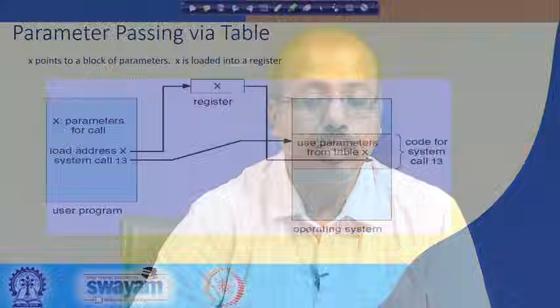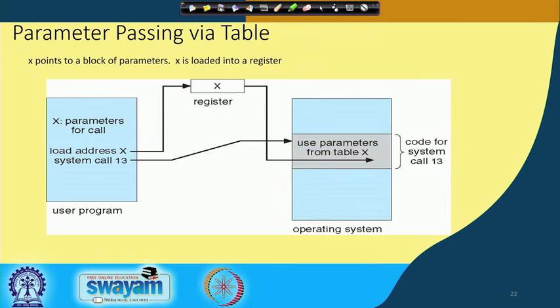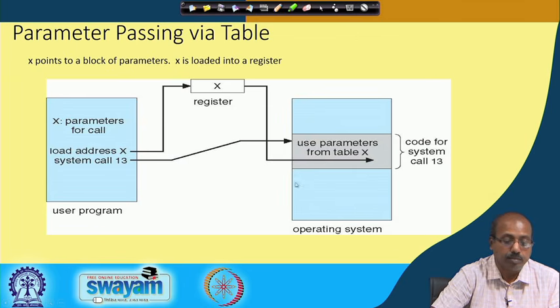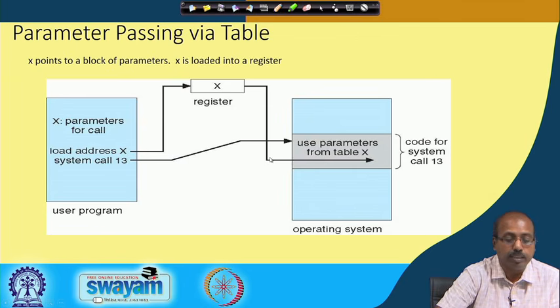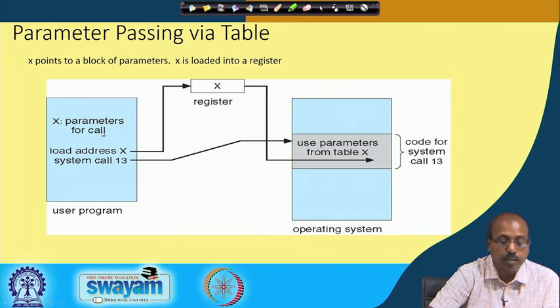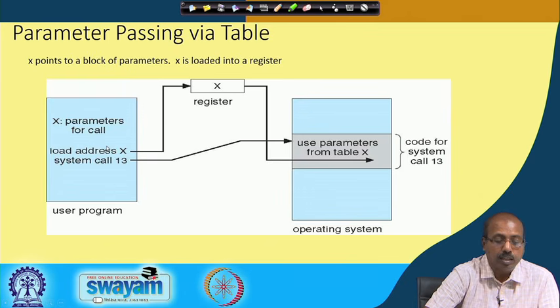Parameter passing via table. This is the strategy that we said is very important, one of the simplest ways, and at the same time it has flexibility. So, we have this for this system call. We have a number of parameters to pass, and those parameters that we want to pass are loaded into some memory locations, the parameters for the call.